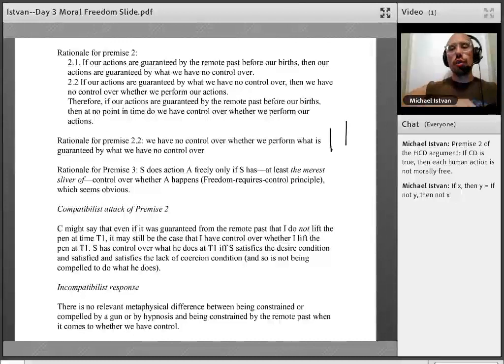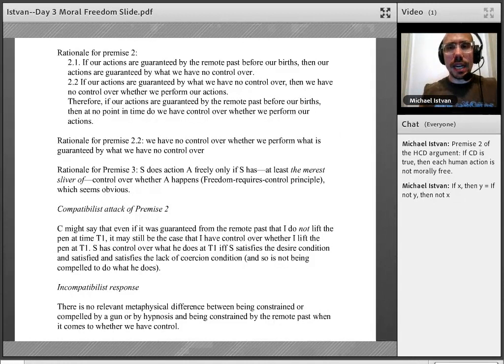If my lifting the pen right now has been guaranteed by what I have no control over, then I don't have control over whether I lift the pen right now. That's a particular instance of the transfer principle of the lack of control. None of us has any control over whether we perform what is guaranteed by what we have no control over. Okay.